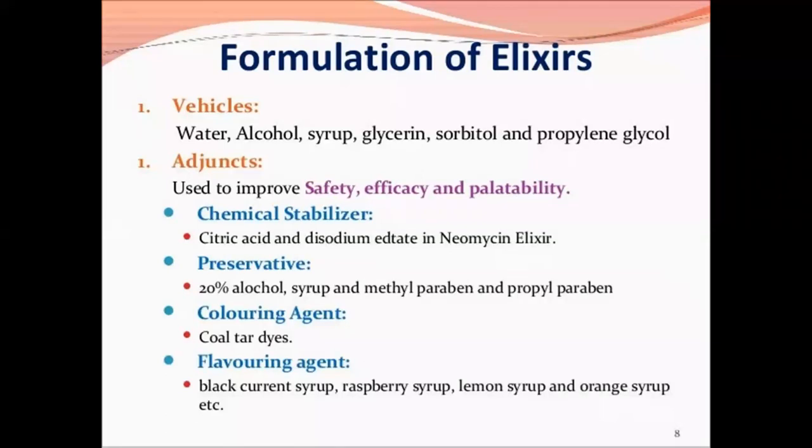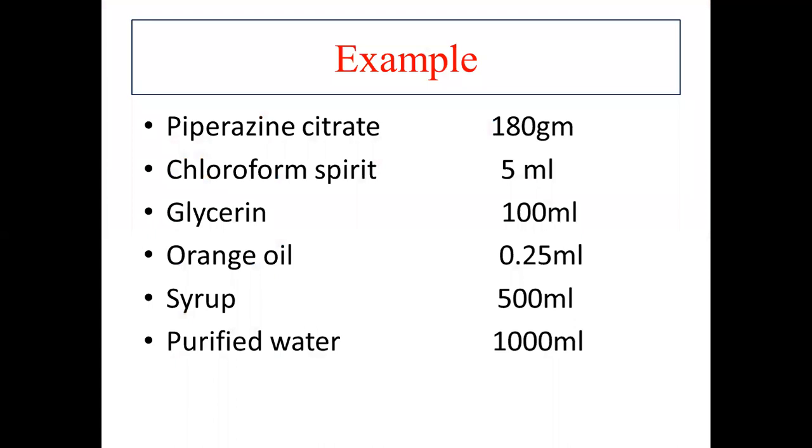Yes, ma'am. The next point is example of preparation. Prepare and dispense 100 ml of piperazine citrate elixir as per IP. So piperazine citrate elixir IP: piperazine citrate 180 gram, chloroform spirit 5 ml, glycerin 100 ml, orange oil 0.25 ml, syrup 500 ml, and purified water 1000 ml. So you have to firstly draw the chart for quantity given and quantity taken.